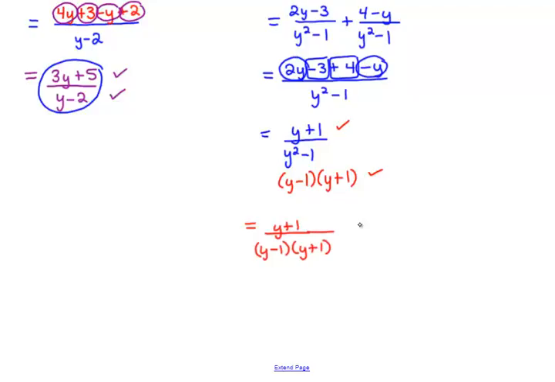Our last step is, can I cancel anything out? And the answer to that is yes. The y plus 1s will cancel. If everything cancels on the top, it's just a 1, and we're left with y plus 1 on the bottom. So last step is to cancel. Okay, so that's when the denominators are basically the same.